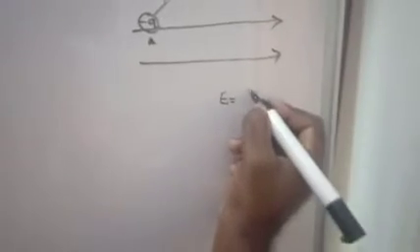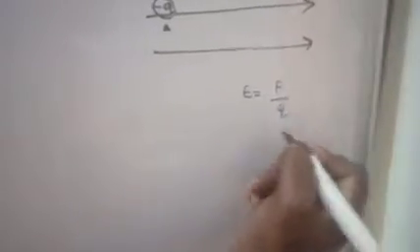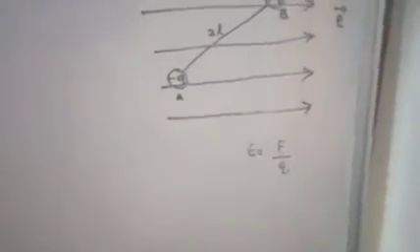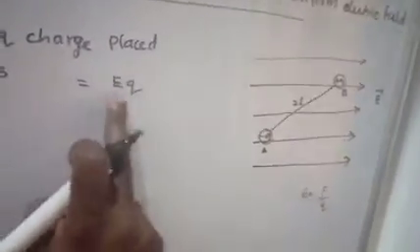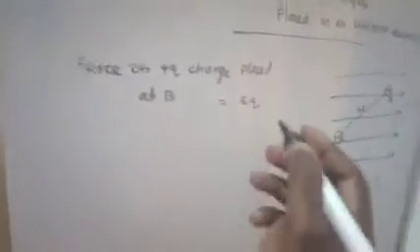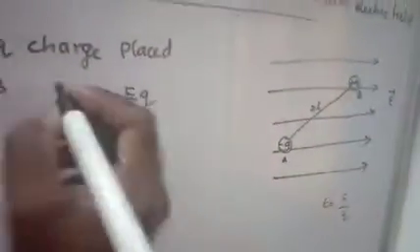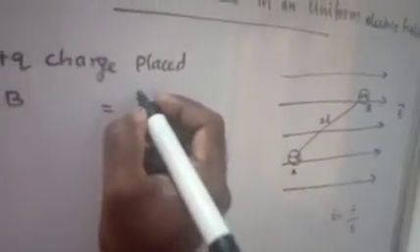E equal to F by Q, haven't you studied that? Isn't this the definition of E? So F equal to, cross multiplying like this, we get EQ. Using the definition, we can understand this relation. E is the force acting on 1 coulomb. So Q charge experiences how much force? EQ force. Now what is the direction of this force? The direction of this force will be along the direction of E.